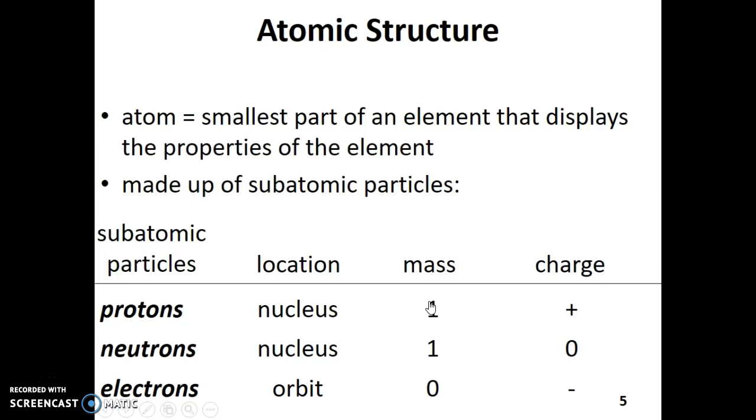Outside of the nucleus, the central portion, is the orbit. And within the orbit, or the orbitals, we have electrons. Electrons have no mass, but they do have a charge. They are negatively charged. And so all atoms naturally are neutral in charge because protons and electrons always equal each other in an atom.